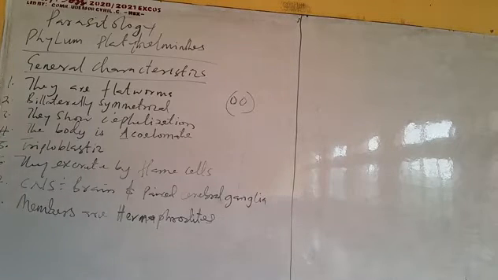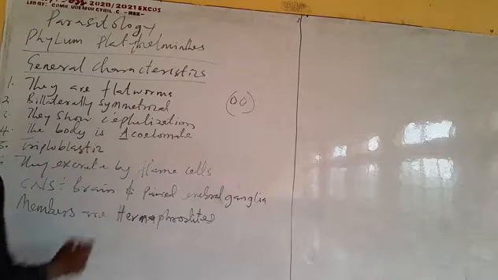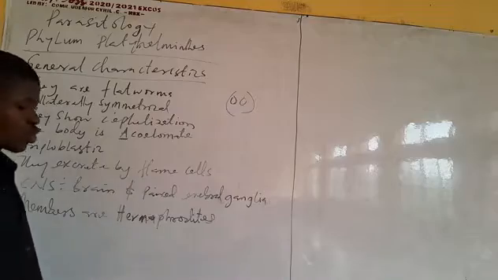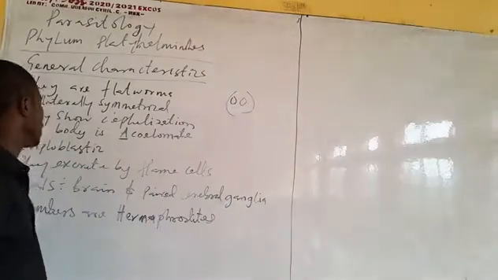Now, these phylum Platyhelminthes, they are acoelomates. Whenever you see acoelomate, it means that they are not coelomates. They are not coelomates.